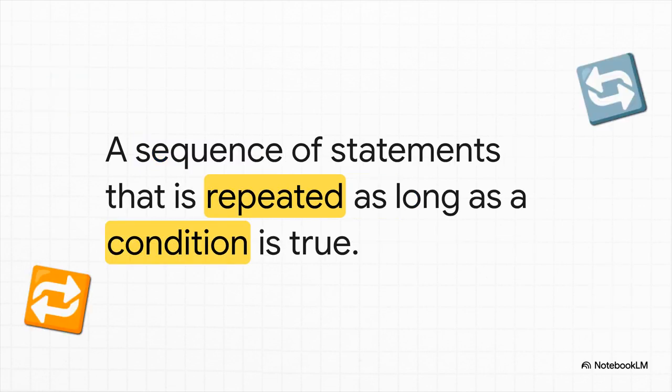And our third building block is iteration, which you'll also hear called a loop. And honestly, this is what makes algorithms so incredibly powerful and efficient. Iteration lets a set of instructions be repeated over and over and over again as long as a certain condition is true. So instead of writing add 1 cup of flour 10 times, you can just say, while the bowl isn't full, keep adding flour.